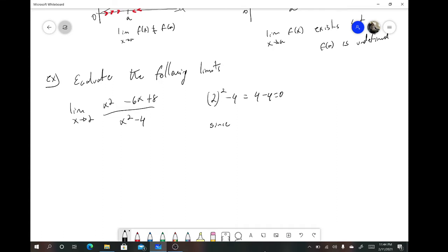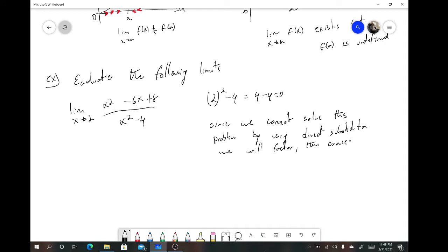So since we cannot solve this problem by using direct substitution, we will factor, then cancel like terms. Okay, so if you notice here, the numerator can be factored and the denominator is the difference of two squares. So let's work this out.